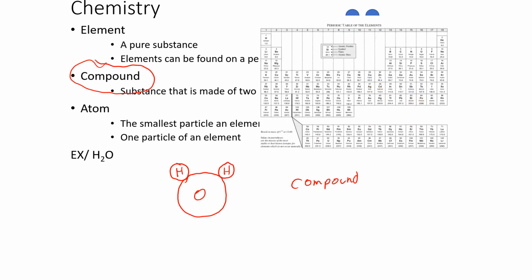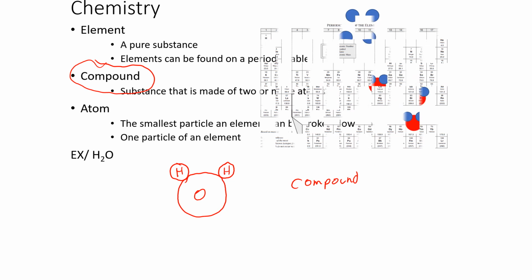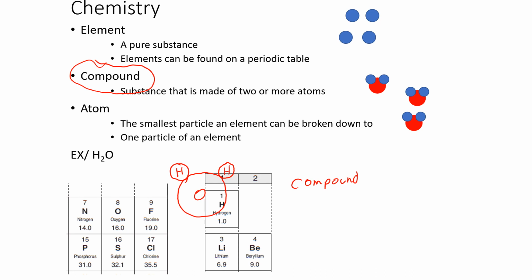Okay, now we can see all of these different elements on the periodic table right here. And here again is oxygen, and we have hydrogen right there.